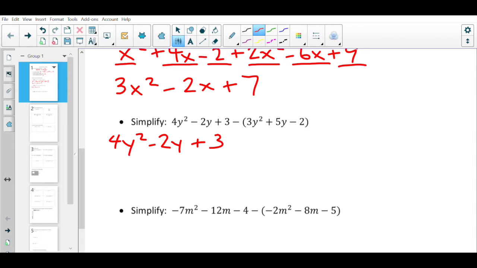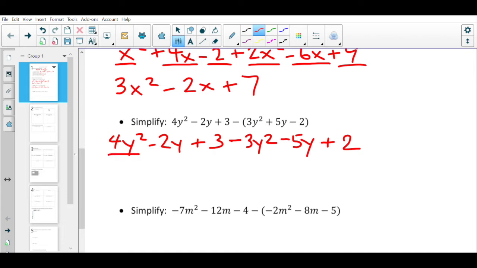And distributing this minus sign, it's like multiplying the entire polynomial within the brackets by a negative 1. So let's drop the brackets, but let's apply the negative 1. So negative 3y squared. The negative sign across the plus 5y makes it minus 5y. And the negative sign across the negative 2 makes it a plus 2. Okay, so you see how the negative sign affects what's inside the brackets.